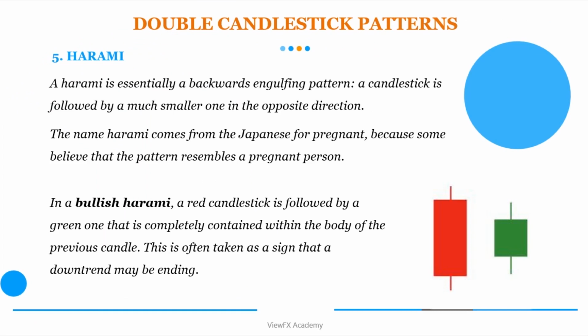Harami. A harami is essentially a backwards engulfing pattern. A candlestick is followed by a much smaller one in the opposite direction. The name harami comes from the Japanese for pregnant, because some believe that the pattern resembles a pregnant person. In a bullish harami, a red candlestick is followed by a green one that is completely contained within the body of the previous candle. This is often taken as a sign that a downtrend may be ending.